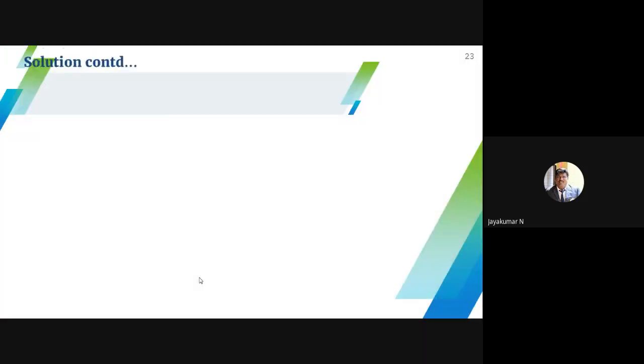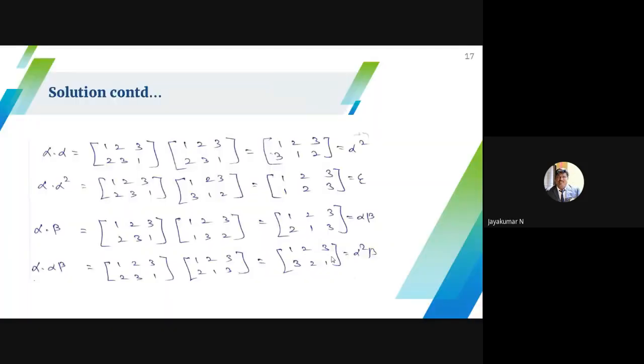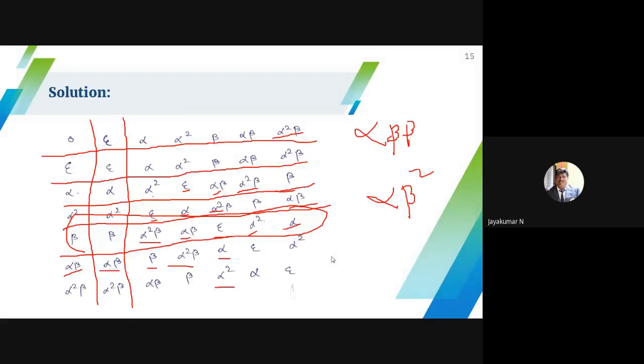Then you have to write the inverses. You know how to find the inverse? Epsilon inverse is epsilon, inverse of alpha is alpha square, inverse of alpha square is alpha. Then inverse of beta is beta, inverse of alpha beta, inverse of alpha square beta. From the table you can easily identify them. How do you identify the inverse from the table? Easily you can find it. I already informed you.